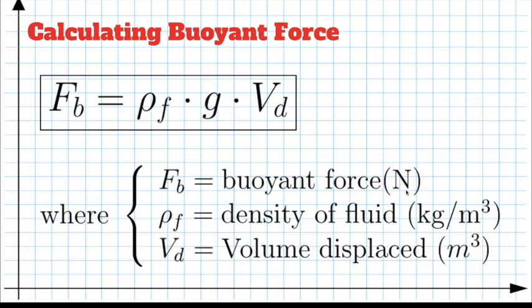And make sure when you jot this down, you note the units. The buoyant force will be in newtons. The density has got to be in kilograms per meter cubed. And the volume that's displaced will be in meters cubed. And of course, you know g is in meters per second squared.